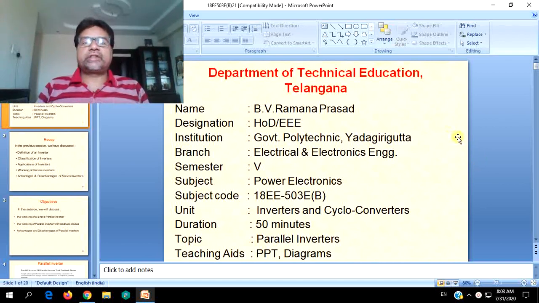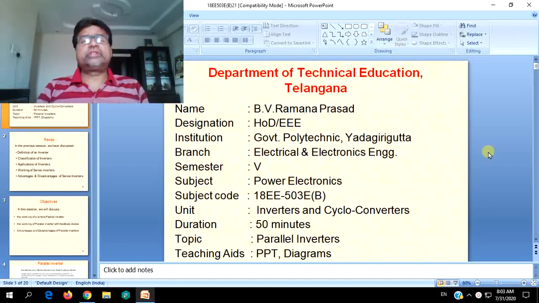This is the 21st session in this series and we will be discussing the working of parallel inverters, single phase parallel inverters in this 21st session.